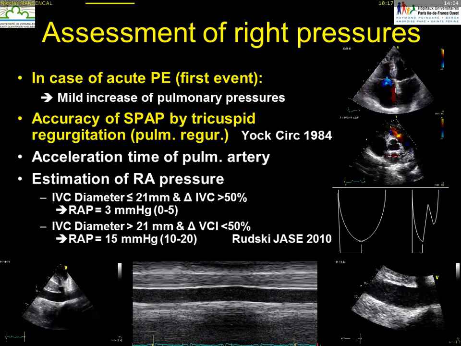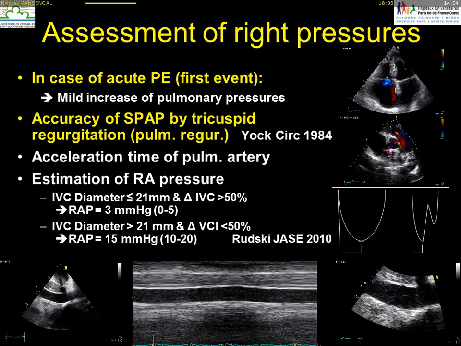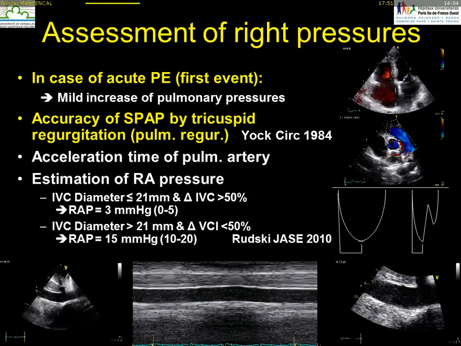When we perform an echocardiography, it is also important to assess the right pressures. In case of an acute pulmonary embolism, if it is a first event, there is a mild increase of pulmonary pressures. Echocardiography is very accurate for the measurement of systolic pulmonary arterial pressure by tricuspid regurgitation. When we don't have a tricuspid regurgitation, it is also possible to perform the measurement with a pulmonary regurgitation.